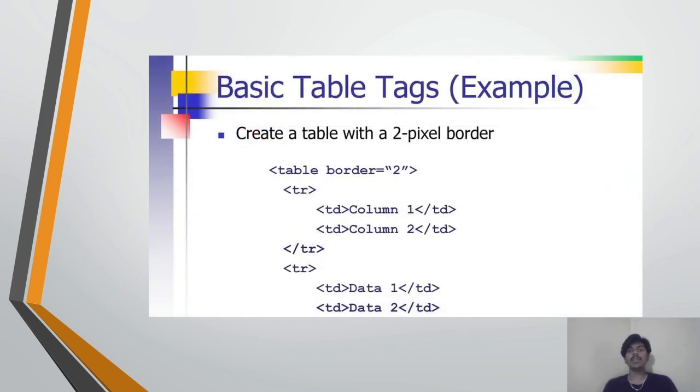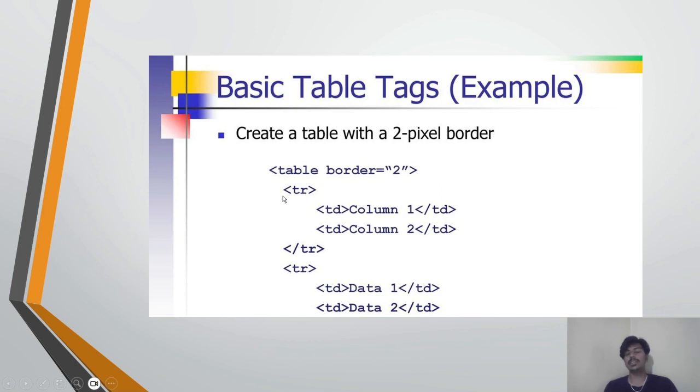Moving on. Basic table tags. Now here we are trying to create a table with a 2 pixel border. Here we have table border equals 2, mentioned within the double quotes, so it mentions the size of the border of the table which we are going to create. Then the next tag is tr, which creates a table row, and within the tr we have td, and td has column 1 and column 2. So after td and column 1 we instantly close the td tag using slash td, and then we have another table data, which is td again, column 2. And then we close tr.